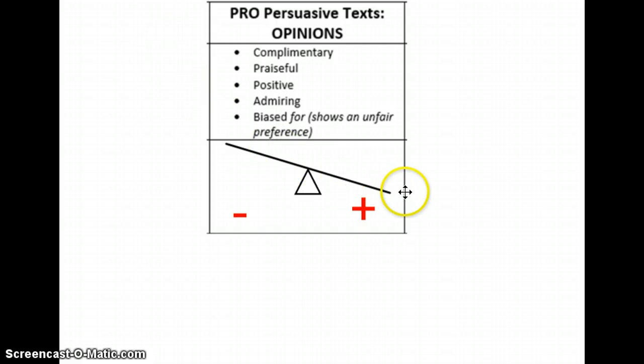So if you look down here, you're going to draw this exact same scale. This time you'll notice it's not even. Right? The scale is leaning towards the positive side because here the author is biased in a positive way. The author is being admiring and complimentary with his or her words.